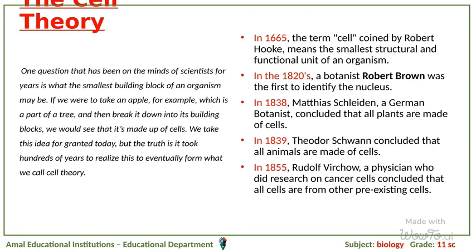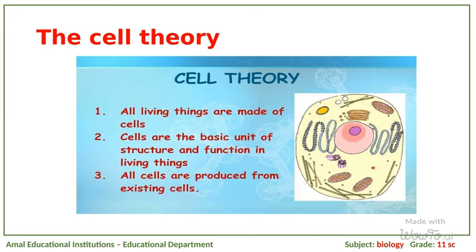The cell theory, a fundamental concept in biology, is based on three core principles that define our understanding of living organisms. Firstly, it states that all living things are composed of one or more cells. Secondly, it asserts that the cell is the smallest unit of life. Lastly, the cell theory posits that all cells arise from pre-existing cells.